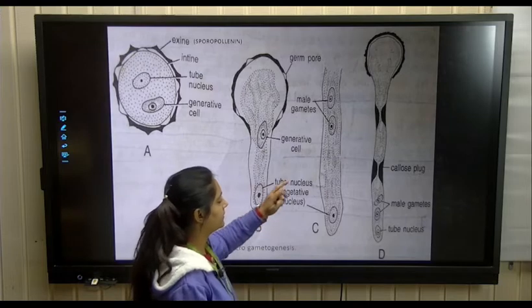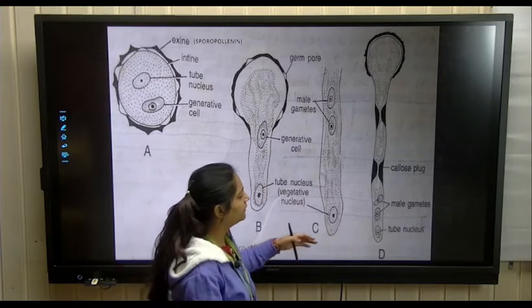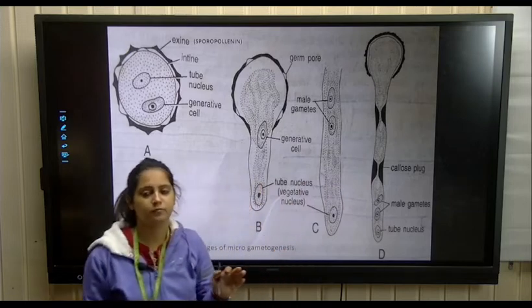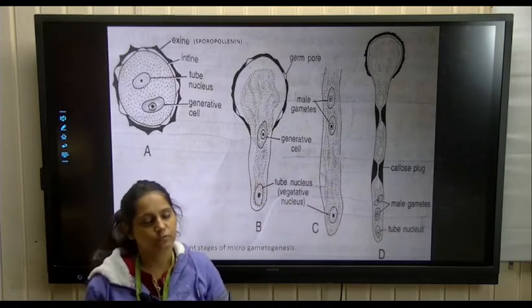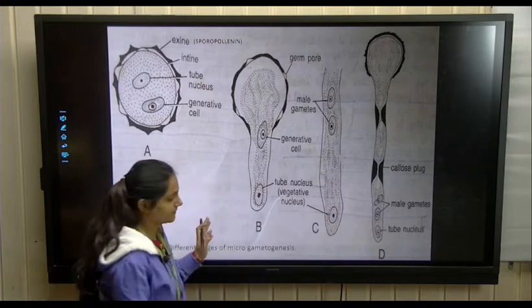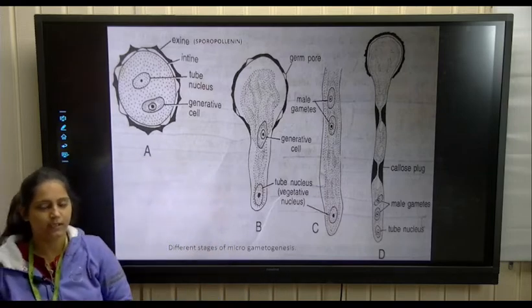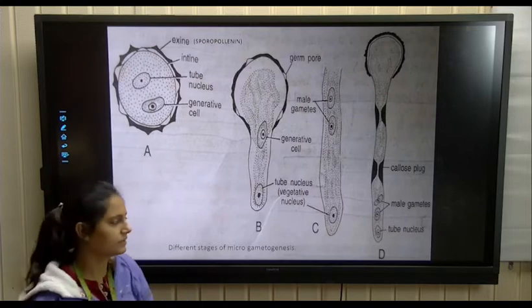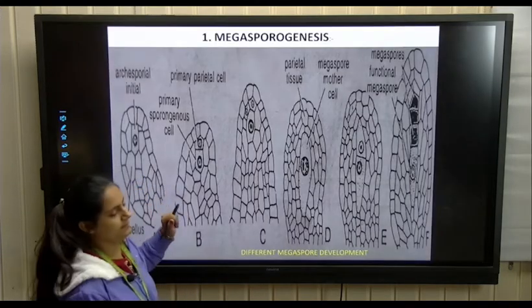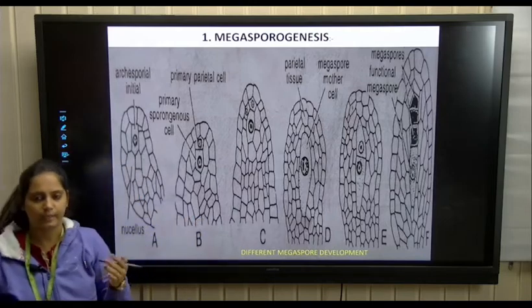So that is a small cytoplasmic area created by the callus plug. This is very important. If this plug is not there, they can also move back into the pollen tube. So microsporogenesis is done and microgametogenesis is done. The next thing is pollination. We will not discuss that because that is a separate topic.